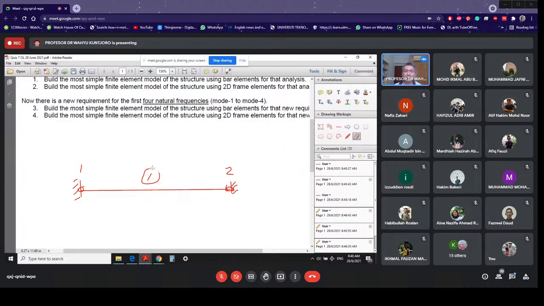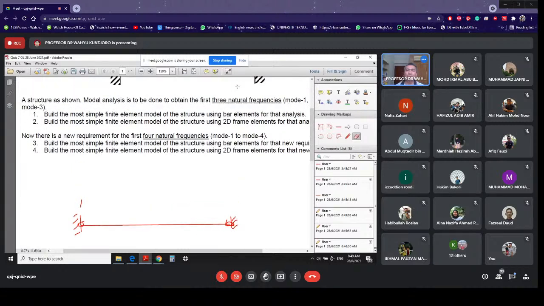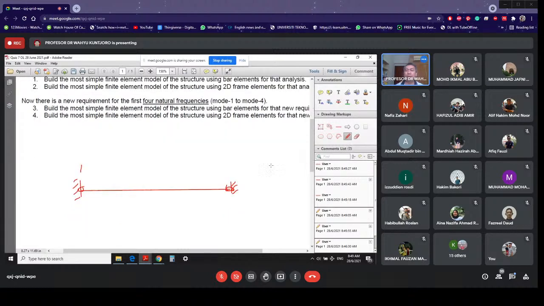So now let's answer the question that we have. Let's say question number 1. That means you need 3 degrees of freedom. If you want to find 3 natural frequencies, then that means you need to have 3 degrees of freedom. And a bar node is only 1 degree of freedom. So you need 3 degrees of freedom.